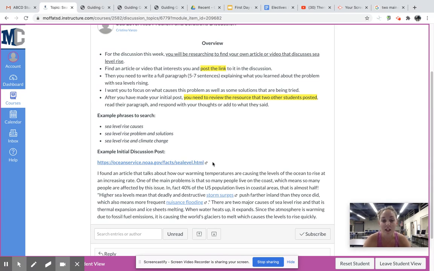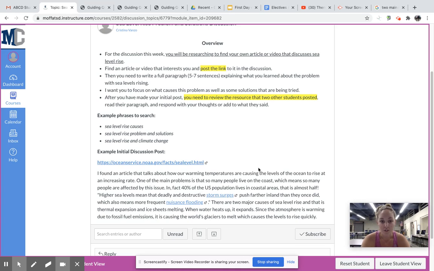As you can see right here, I posted the link to the article that I found. And then I wrote a full paragraph, which is 5 to 7 sentences, explaining what I learned about the problem or the causes, or even what I learned about some solutions with sea level rising.